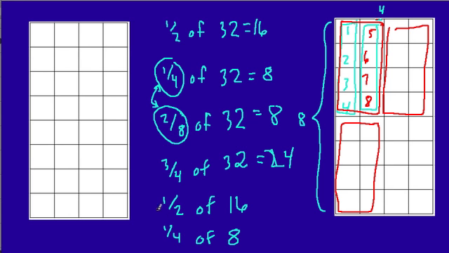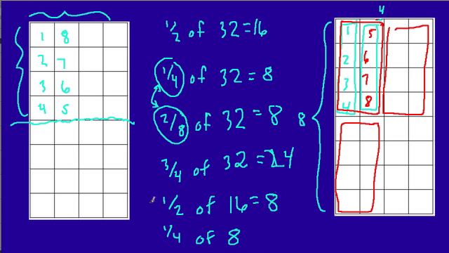Well, what about a half of 16? What's that going to match to? Well, if I rip this array in half, here we have 16 pieces. Half of them will be these 1, 2, 3, 4, 5, 6, 7, 8 pieces. So out of this 4 by 4 array, or 16, a half of them will be 8 pieces. And notice we're getting the same thing as we did here and here. Those must be the same, right? Because a fourth of 32 is the same thing as a half of 16.